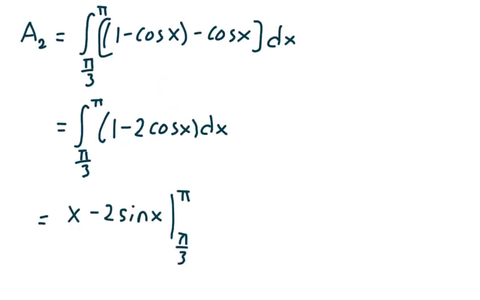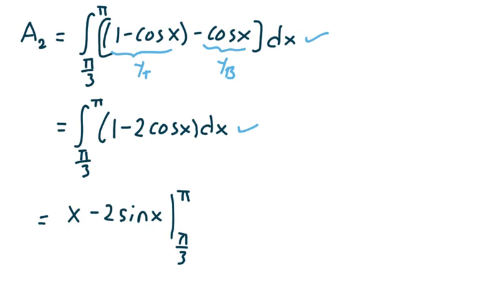Now, a sub 2 is the integral from pi over 3 to pi of 1 minus cosine x. Now again, on that interval, that's my top function. My bottom function is cosine x. So this is the integral from pi over 3 to pi of 1 minus cosine x dx. So this is the integral from pi over 3 to pi of 1 minus 2 cosine x dx. So this is x minus 2 sine x evaluated from pi over 3 to pi.